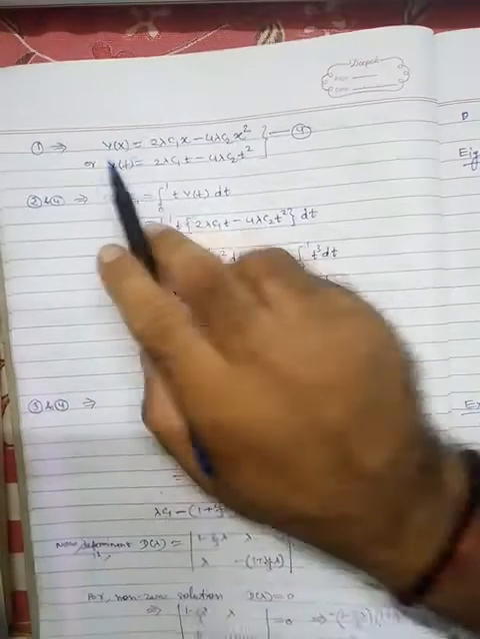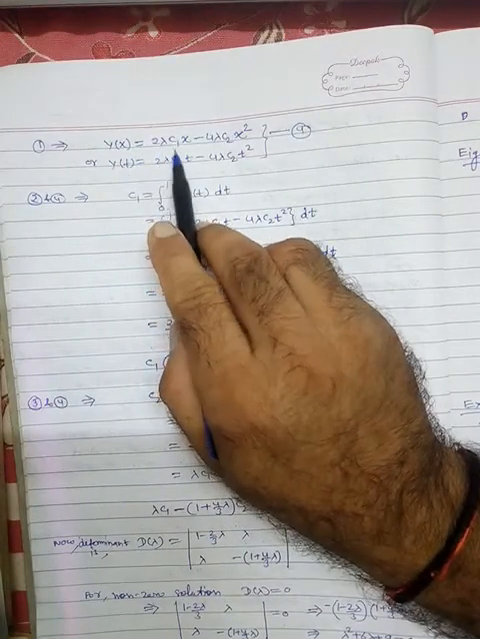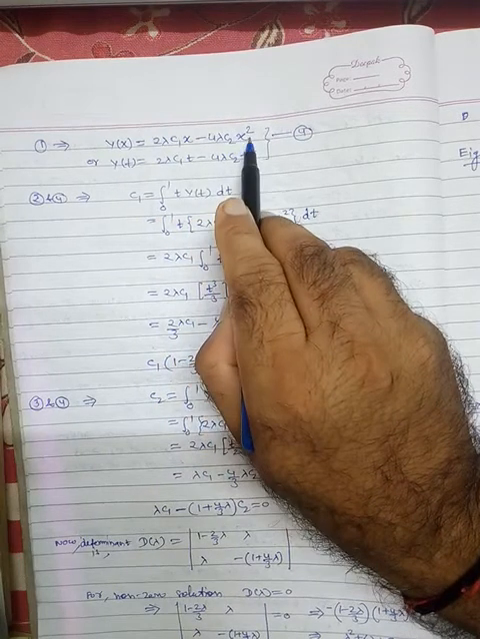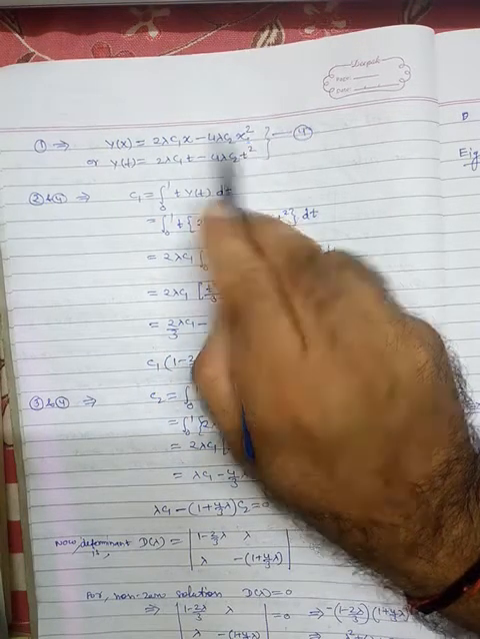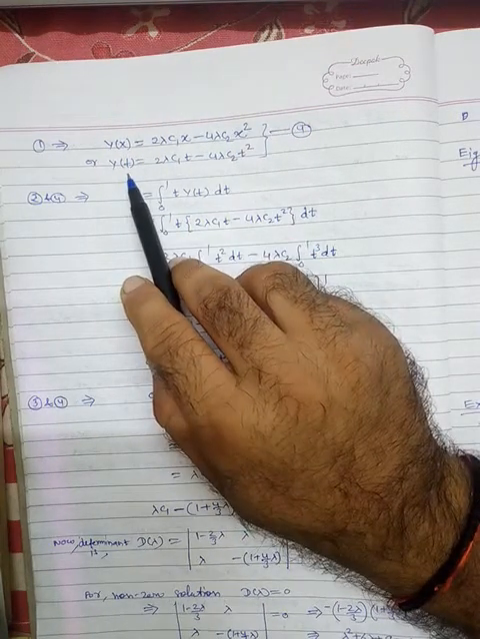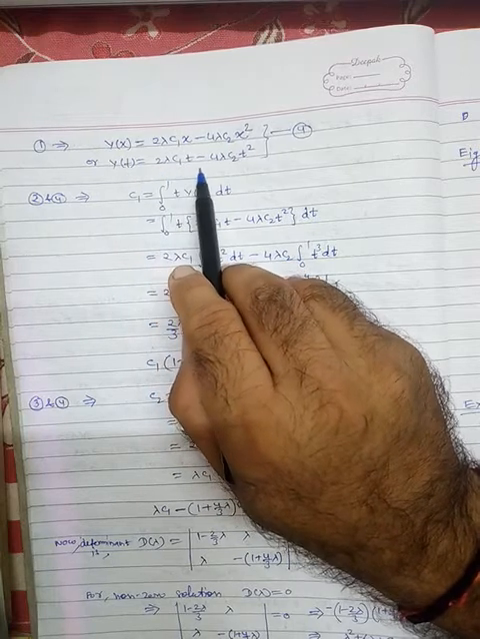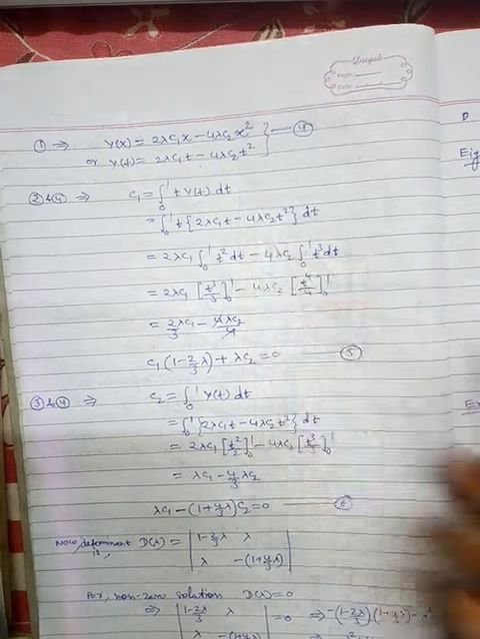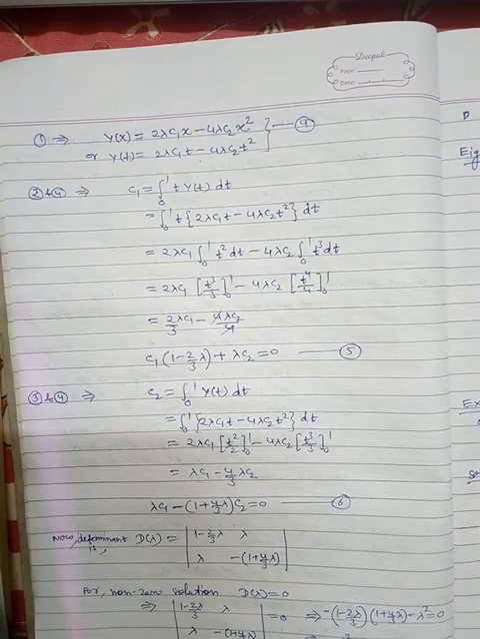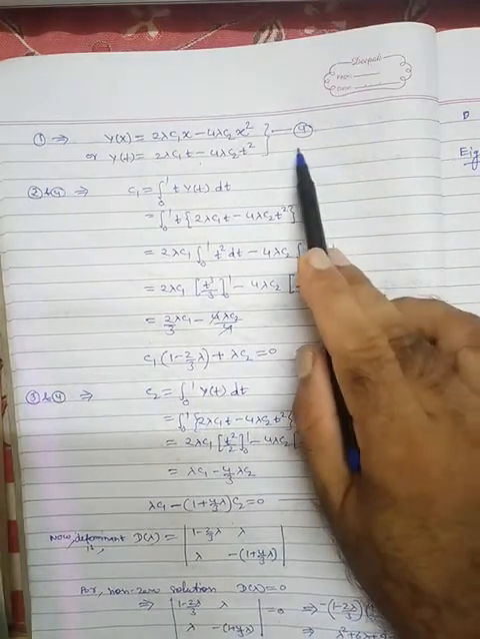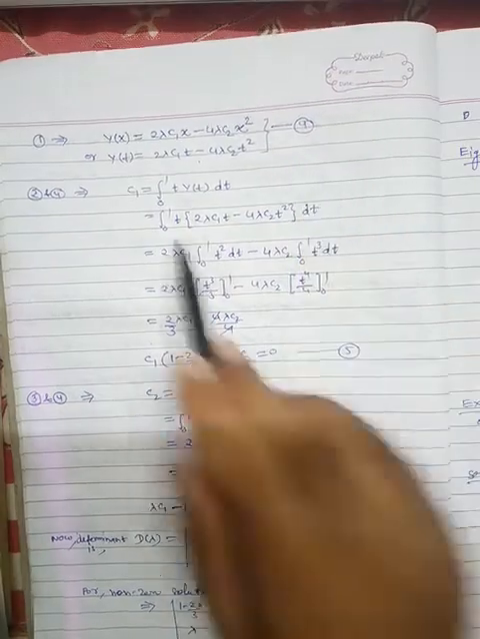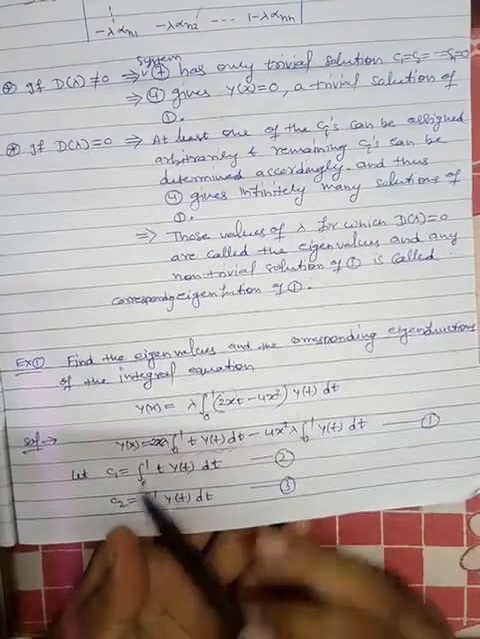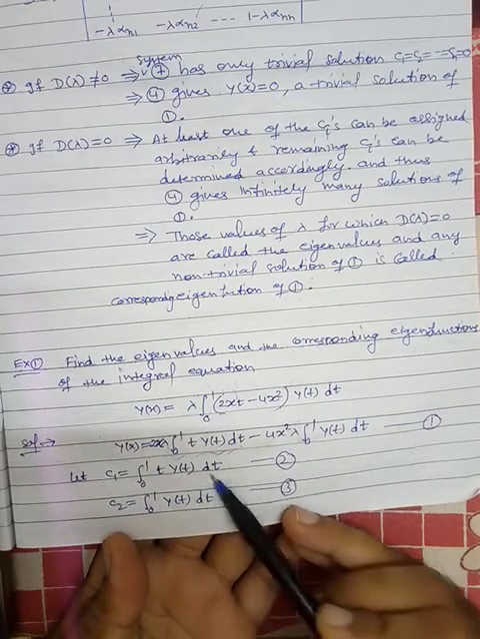Finally, after putting c1, c2, what is our solution? y(x) will be 2 lambda c1 x minus 4 lambda c2 x square. If you replace x by t, you will get y(t) equal to 2 lambda c1 t minus 4 lambda c2 t square. Fine, this is denoted as the fourth equation. But what is our c1? c1 is the integral 0 to 1 t y(t) dt.